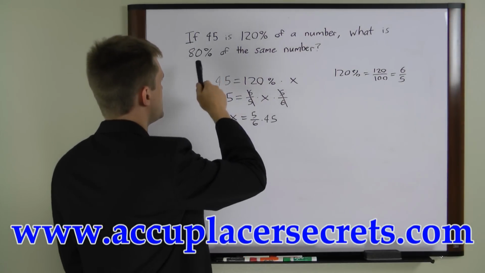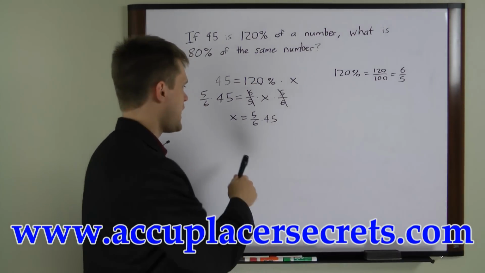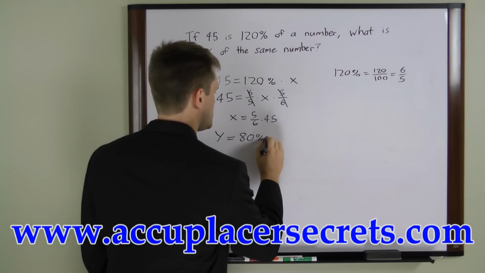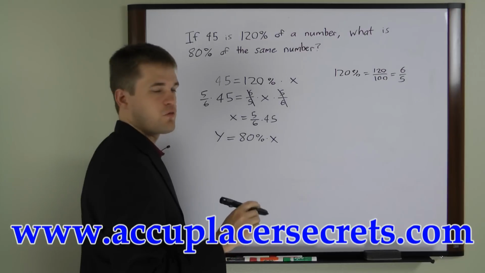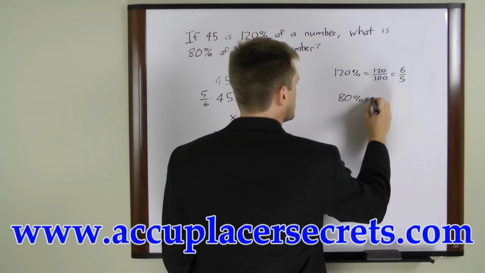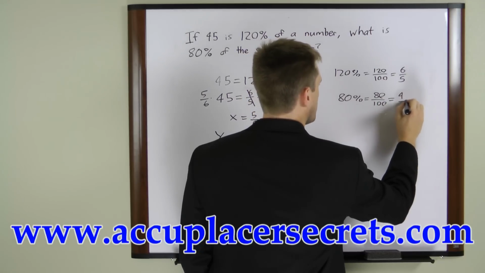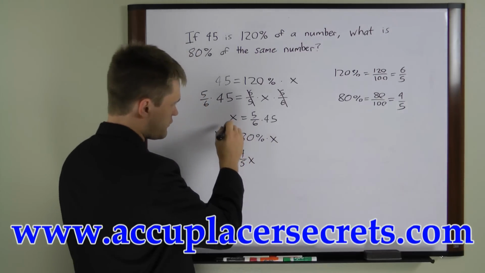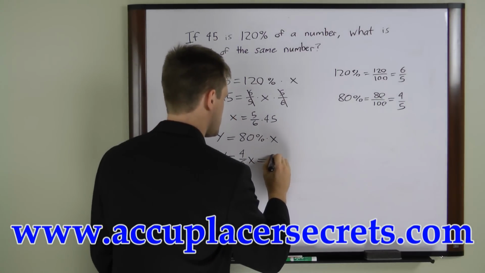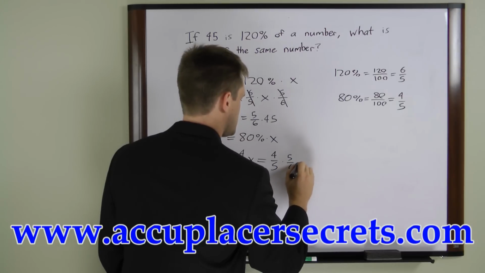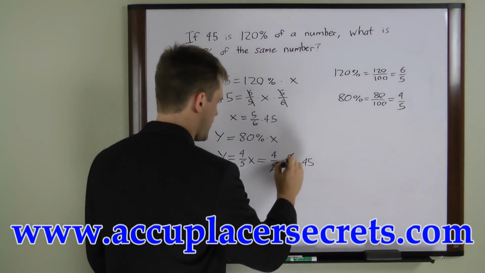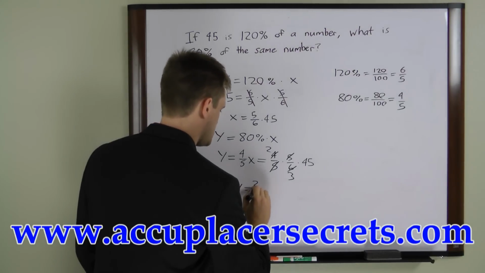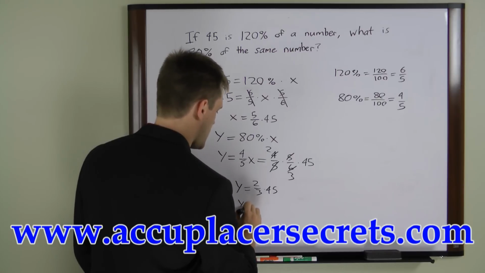The second part asks us what is 80% of the same number, or 80% of x. So this equation can be written where y is the number we're looking for. y equals 80% times x. Now let's convert 80% to a fraction also. 80% equals 80 over 100, which is the same as 4 over 5. And now we can substitute that back into here. y equals 4/5 times x, or if we substitute this value in for x, we can get y equals 4/5 times 5/6 times 45. Now we can cancel out these 5's, and the 4 over 6 is the same as 2 over 3, so we can rewrite this as y equals 2/3 times 45, which is the same as y equals 30.